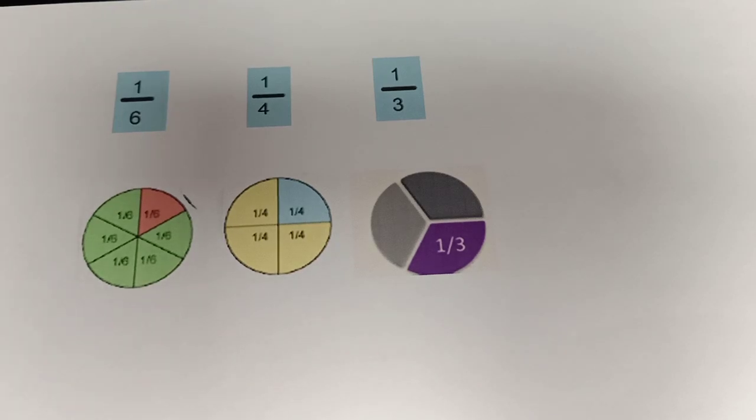Okay, so we are going to take a look at some fractions here. We have 1/6, 1/4, and 1/3. And we want to think about how big these fractions are, because these fractions are not equivalent. Later, we will find equivalent fractions for each: 1/6, 1/4, and 1/3.